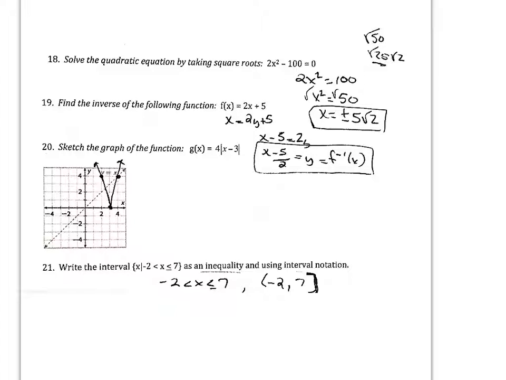Number 20 is an absolute value graph, which is a V shape. Please draw a V. It's a minus 3, which means it shifts right 3. There's a 4 in the front, which means you're going to go up 4 over 1 instead of up 1 over 1. It changes your slope there to 4.